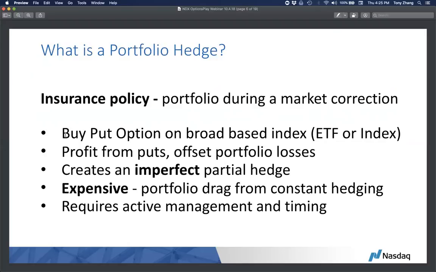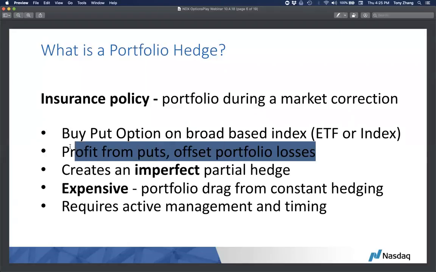By buying this put option, you profit from the puts as the market sells off. That offsets the portfolio losses as the market starts to correct or starts to fall. The goal here is to simply have the puts offset the losses that you have in the portfolio to some extent.